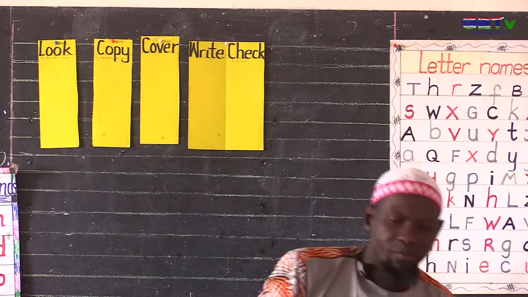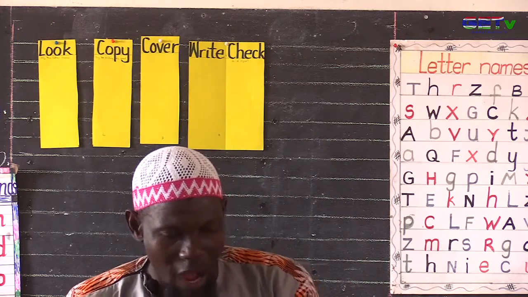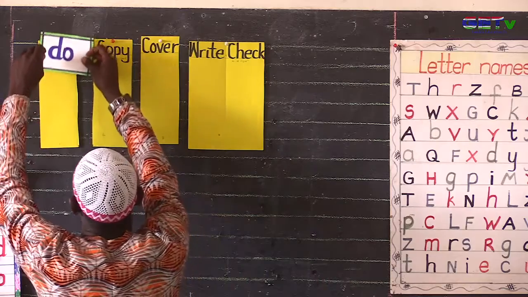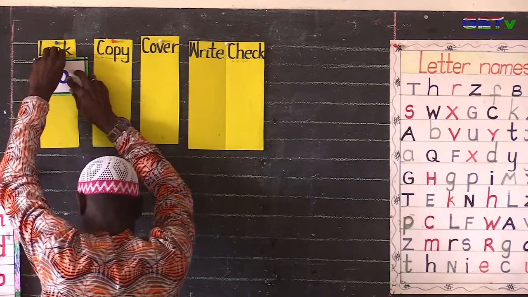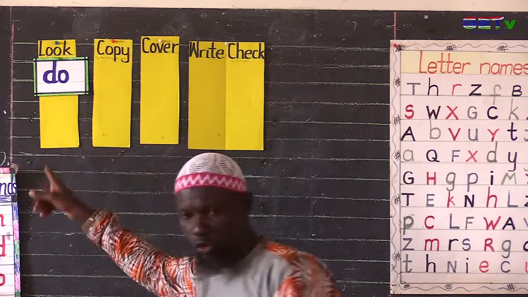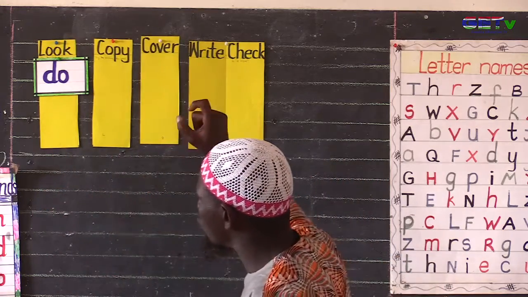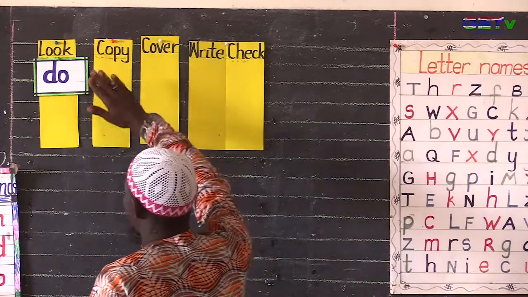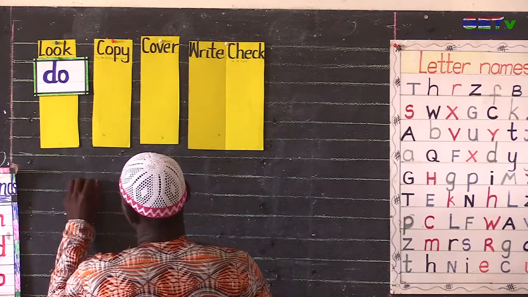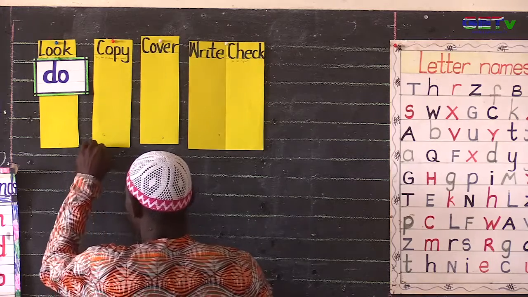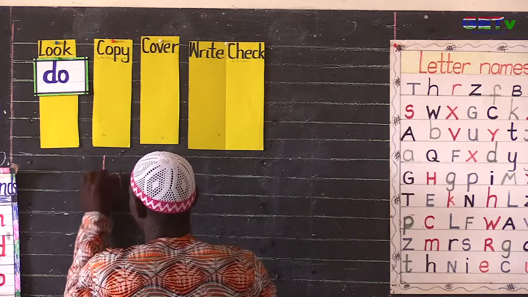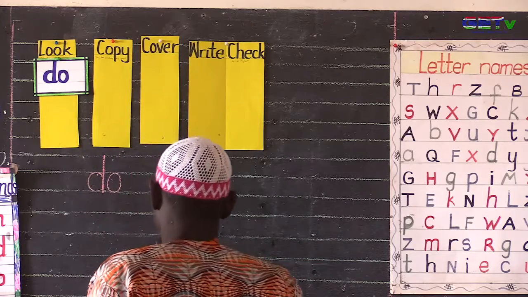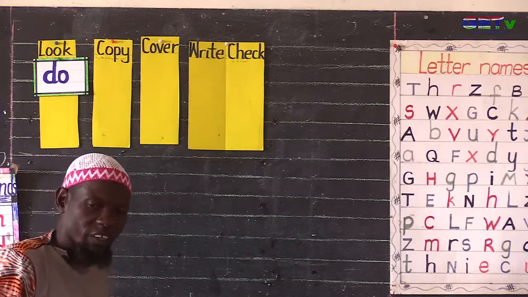So let's practice. The word we have is do. So we are going to use the process of look. Now let us all look at the word do. The next thing, we are asked to copy. Let's copy. Have we copied? Good. The next thing is, let's cover it.